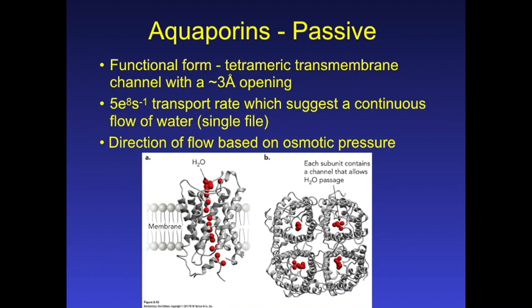You can look at it from the top. Here's the trail of waters. They go right through. Okay, it allows water to pass. The rate at which it passes, 5 e to the 8th per second. Okay, make that a real number for me. What is 5 e to the 8th?